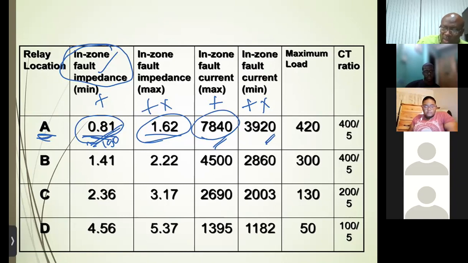Yes, sir. So in terms of the minimum fault, and by the way, before I go there, let's just finish the table. And you can do the calculations on your time. All right?